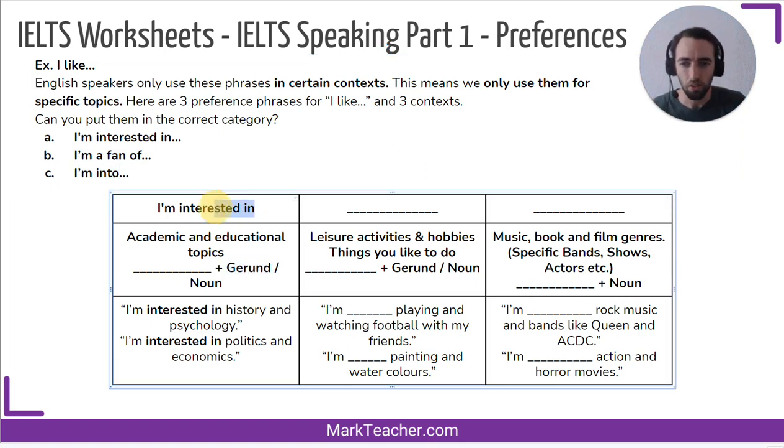This phrase is followed by a gerund or a noun. So, I'm interested in studying history. I'm interested in reading about child psychology. It can also be followed by a noun. I'm interested in history. I'm interested in child psychology.